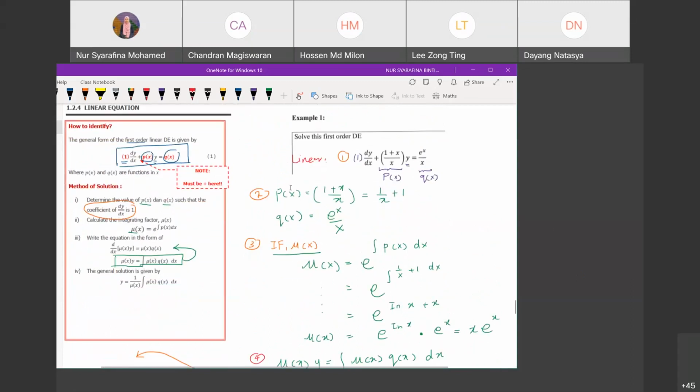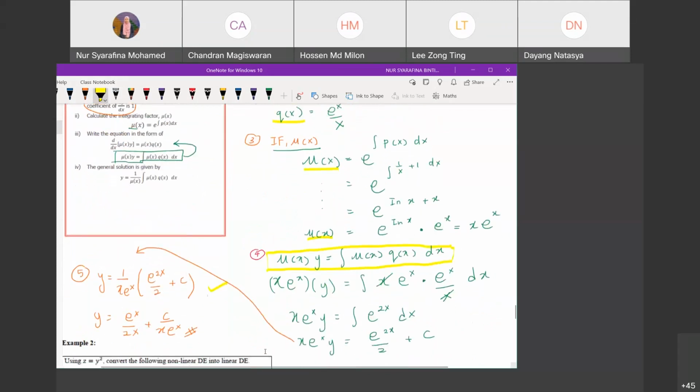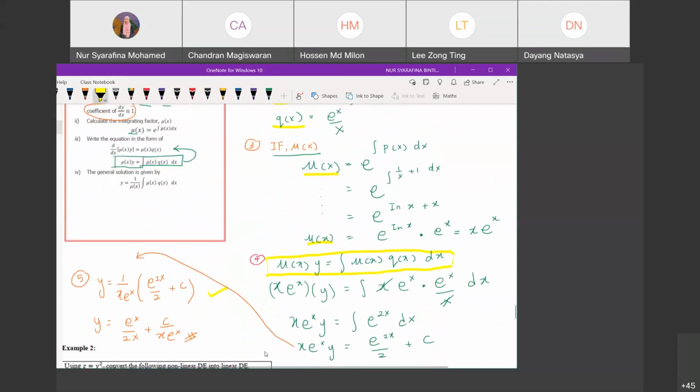First, identify its general form and then determine p and q, and then determine mu x, the integrating factor, and then write the equation in terms of mu x y, integrate mu x q x here. Solve this and obtain y. Clear? Everyone's clear? Any question?